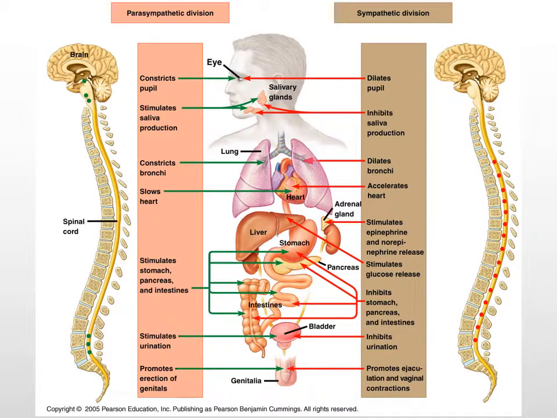So these are all the different things that happen in your body when you're dealing with your parasympathetic division, and also when you're dealing with your sympathetic division. So remember, your sympathetic division is going to be your fight or flight type of response. So it's going to dilate your pupils. So just like we talked about before, it's going to let more light in. It inhibits saliva production. So you don't necessarily need to be worried about tasting food or lubricating your food when you're in a dangerous situation.